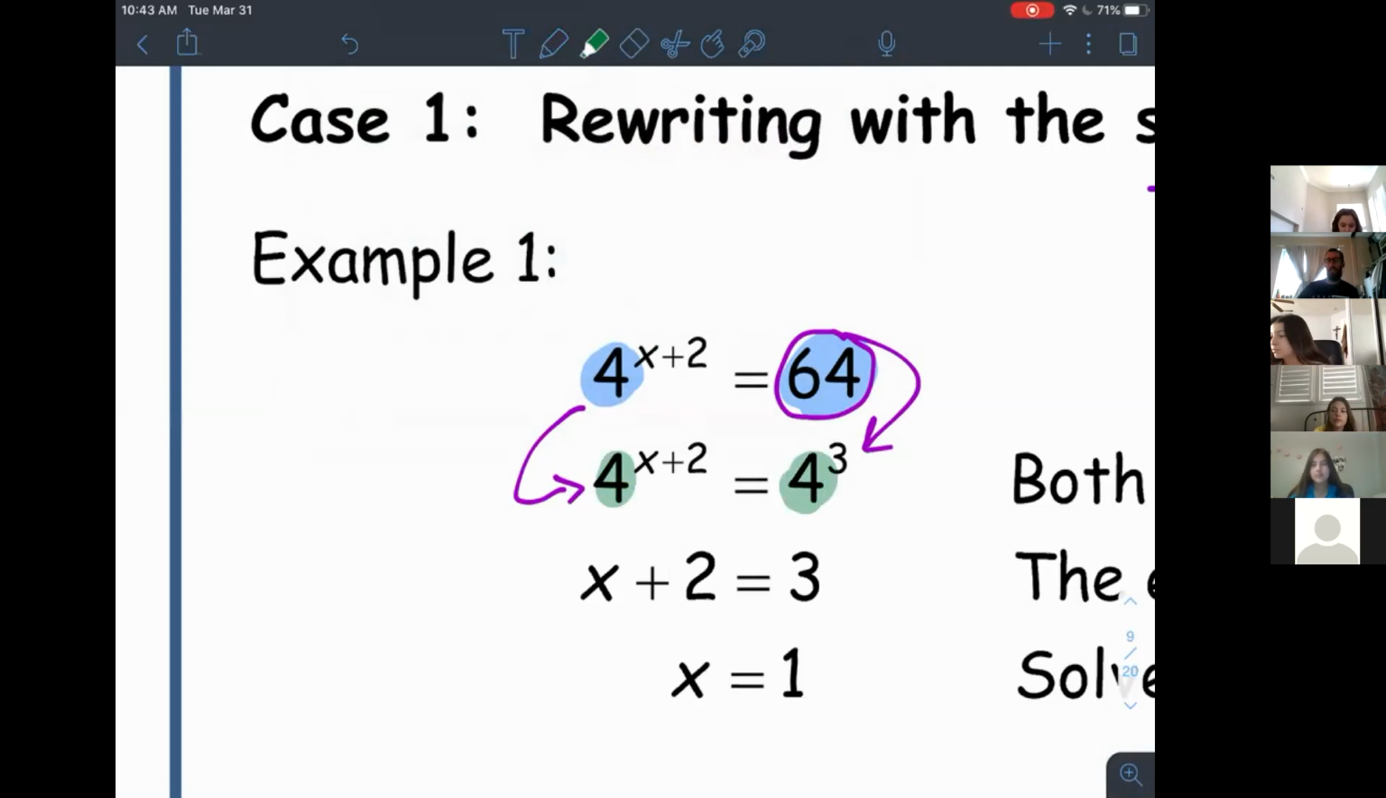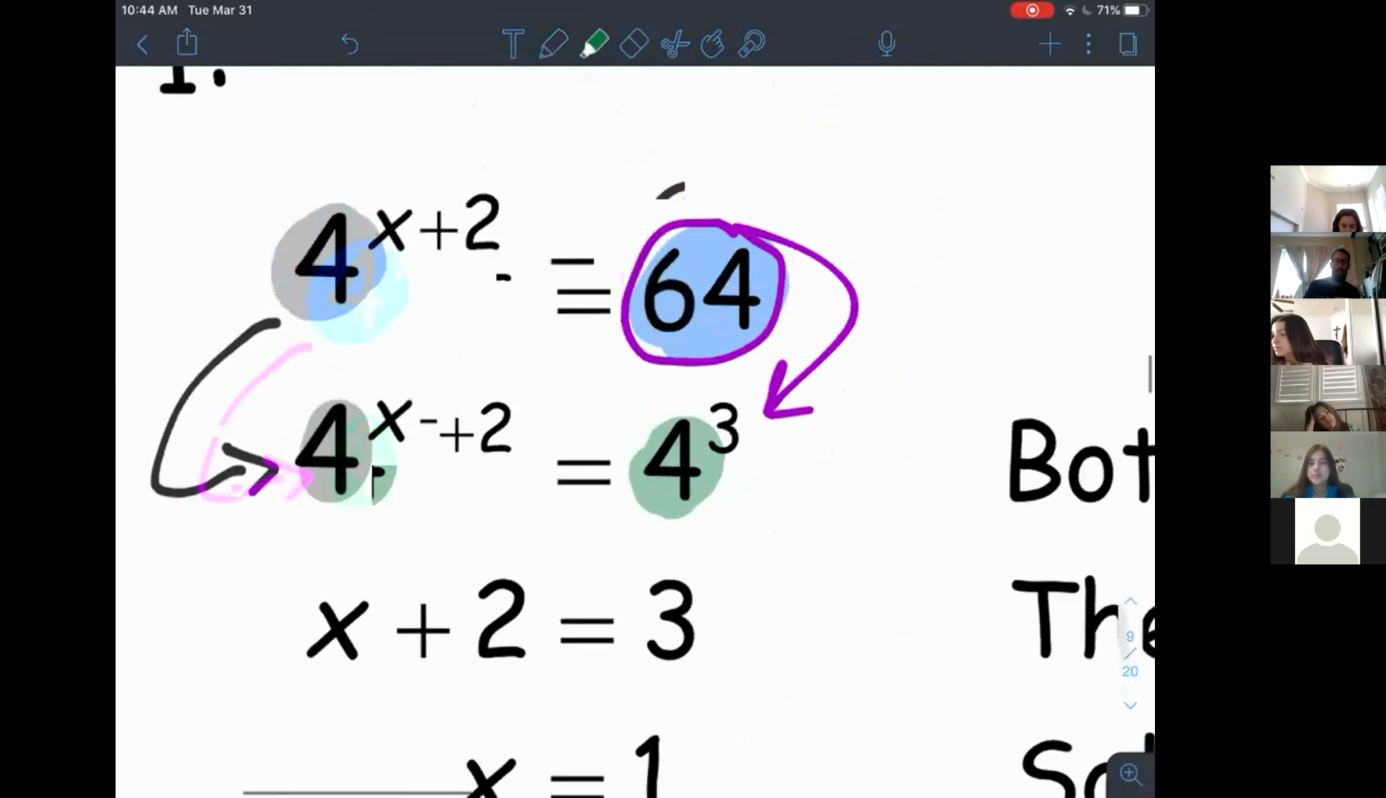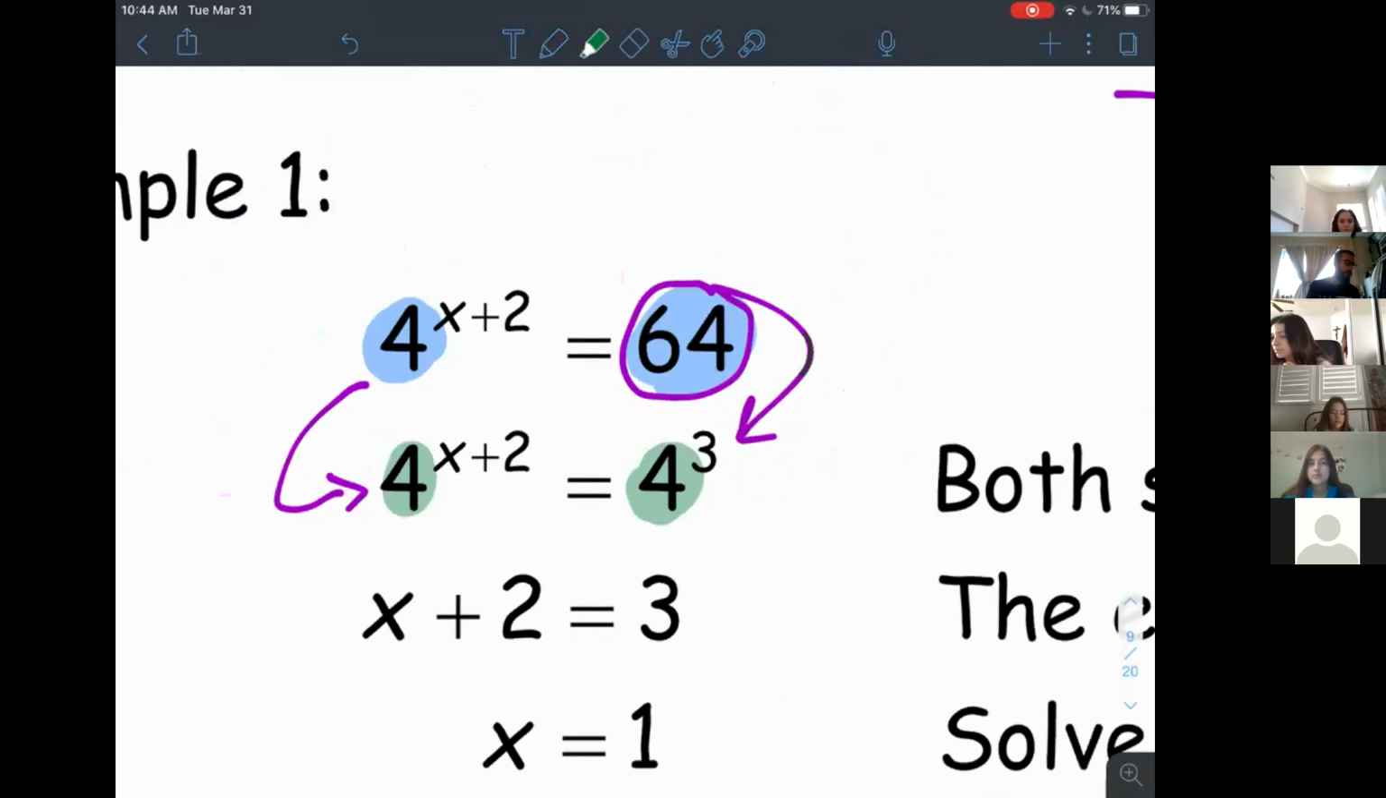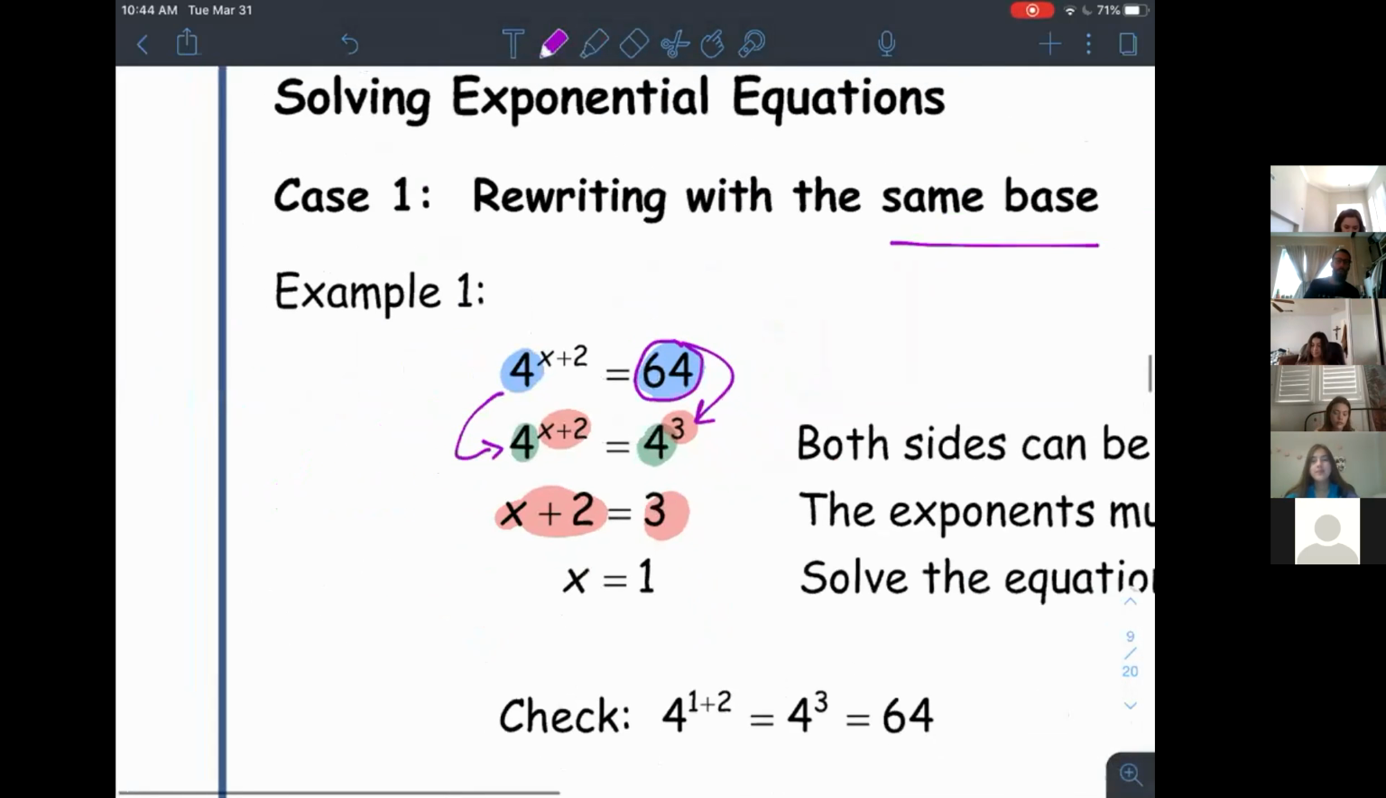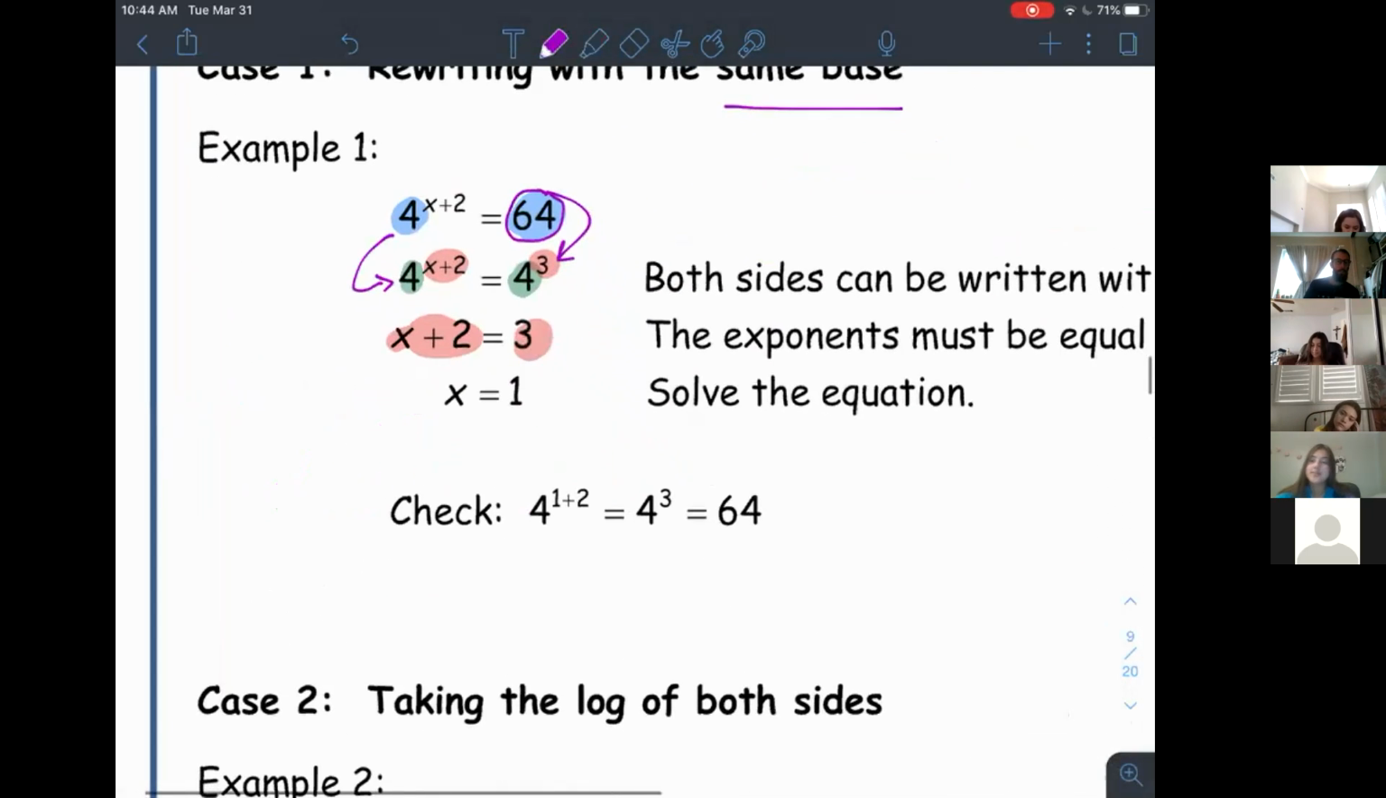So we learned in the exponential unit that once we've achieved an equation where the bases are the same, we could focus on solving the exponents. Because we already knew that these two things are super close to being equal, except for those red exponents are not. So we change the bases to be the same, we work with the exponents, and we solve.